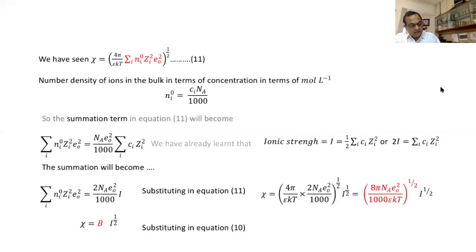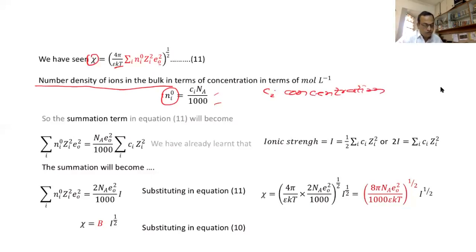Now we have already seen what chi is. Chi is nothing but equal to 4 pi epsilon by kT into the summation of this quantity. Now the number density of ions in the bulk we can express in terms of concentration. So I can write n_i0 is equal to C_i N_A upon 1000, where C_i basically is concentration. So the summation term in equation 1 will become, since this is n_i0, I put this n_i0 with this n_i0, I get this kind of equation.